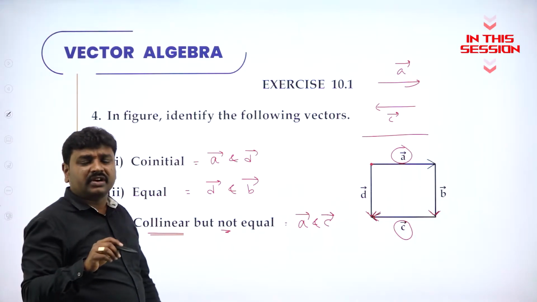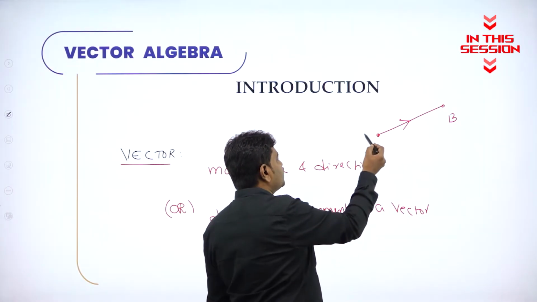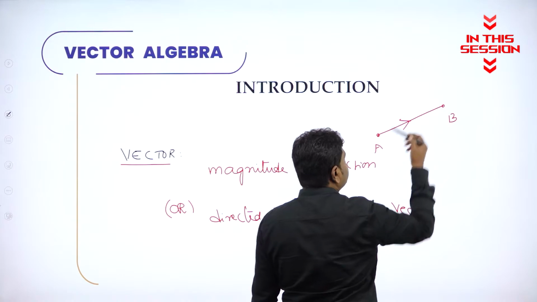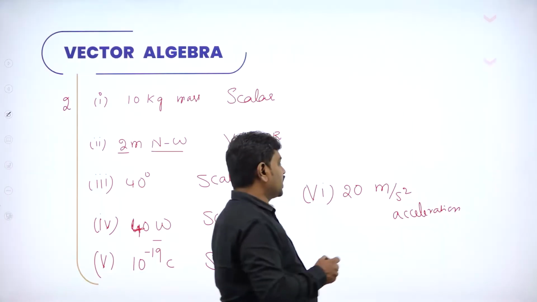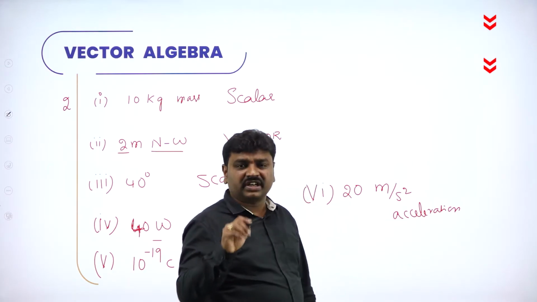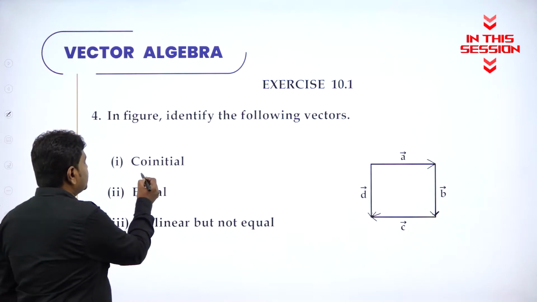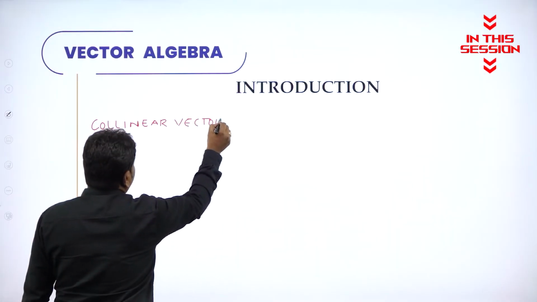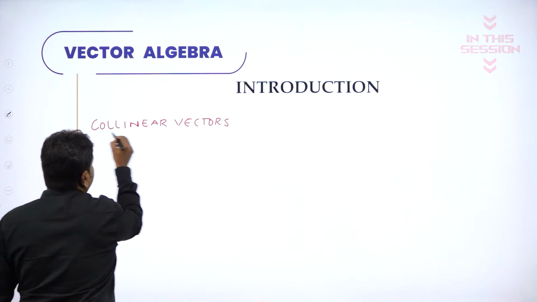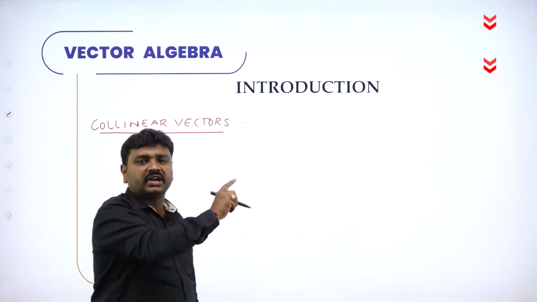So what are collinear vectors? Two vectors are said to be collinear if they are parallel to same line. And its initial point is A and terminal point is B, and it is directed from A to B. So this is a vector. So acceleration means what? Rate of change of velocity. So it depends on direction. They are called co-initial vectors. Collinear vectors means what? Two or more vectors are said to be collinear if they are parallel to same line, irrespective of magnitude and direction.